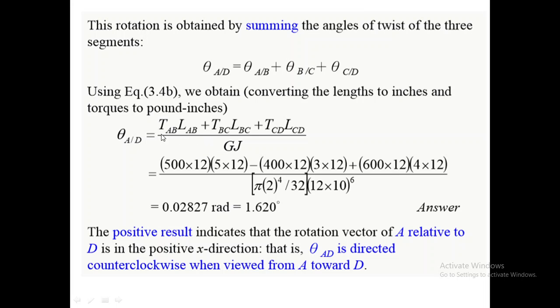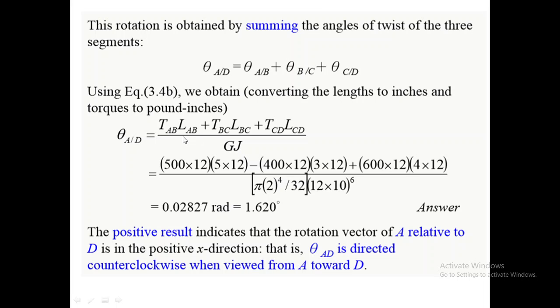The torque in portion AB we have just calculated, it is 500 Newton meter. Torque in BC we have calculated as negative 400 Newton meter. Torque in CD is 600 Newton meter, and the lengths for the different portions are 4 feet, 3 feet and 5 feet, or you can take it in meters if you want. G is a material property, the rigidity modulus, which is given, so you can directly substitute that value, and J is nothing but pi d to the power 4 by 32.